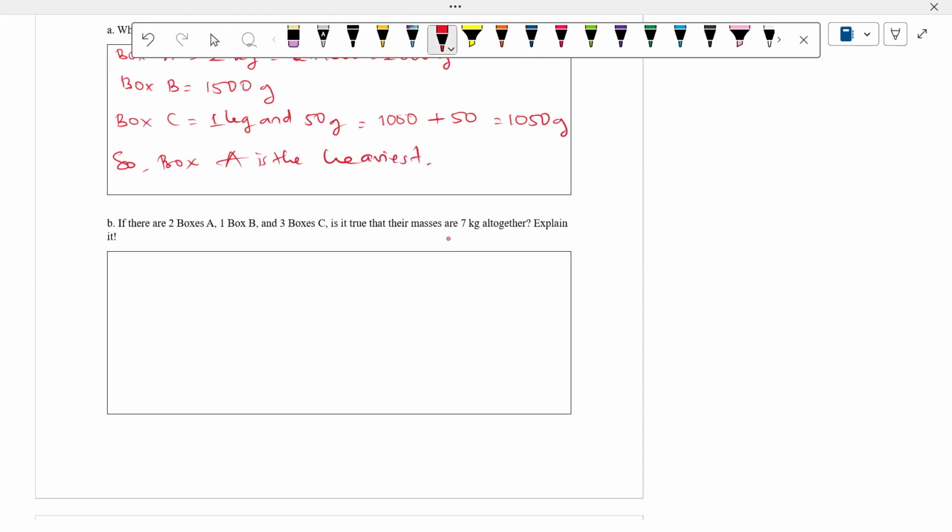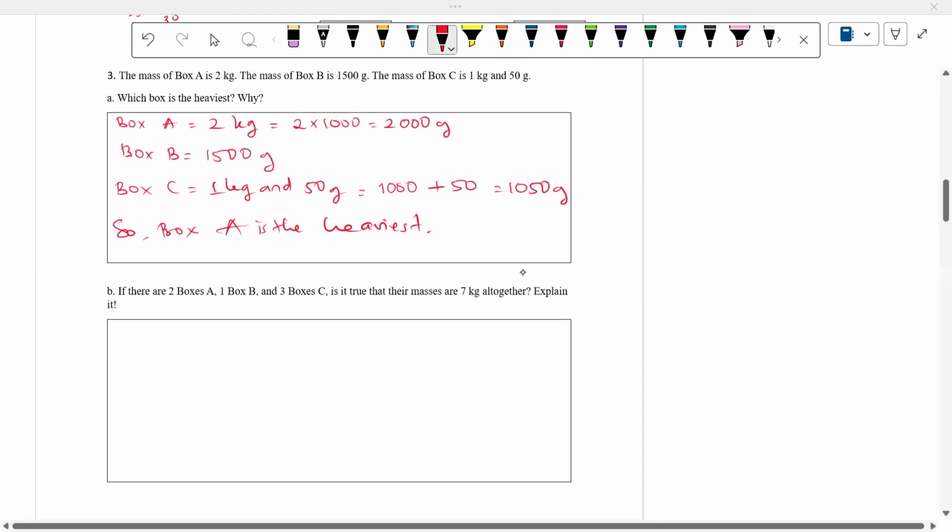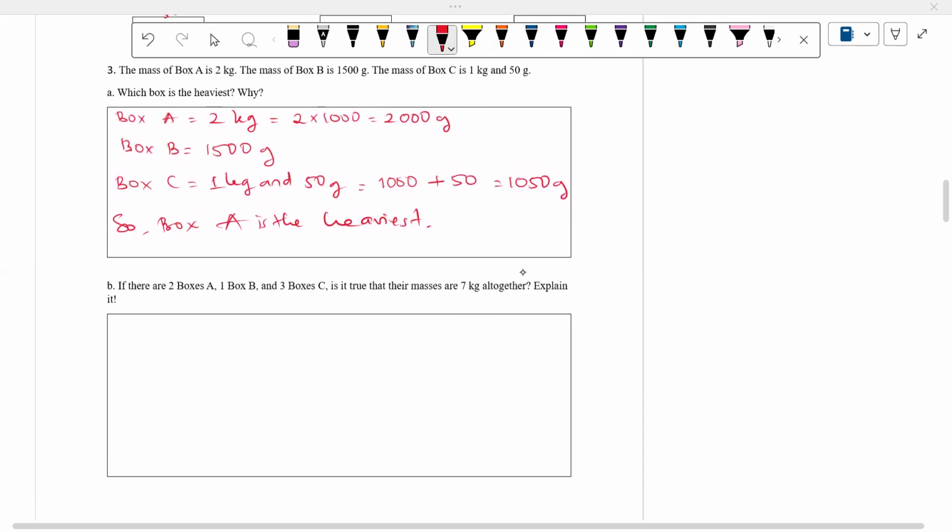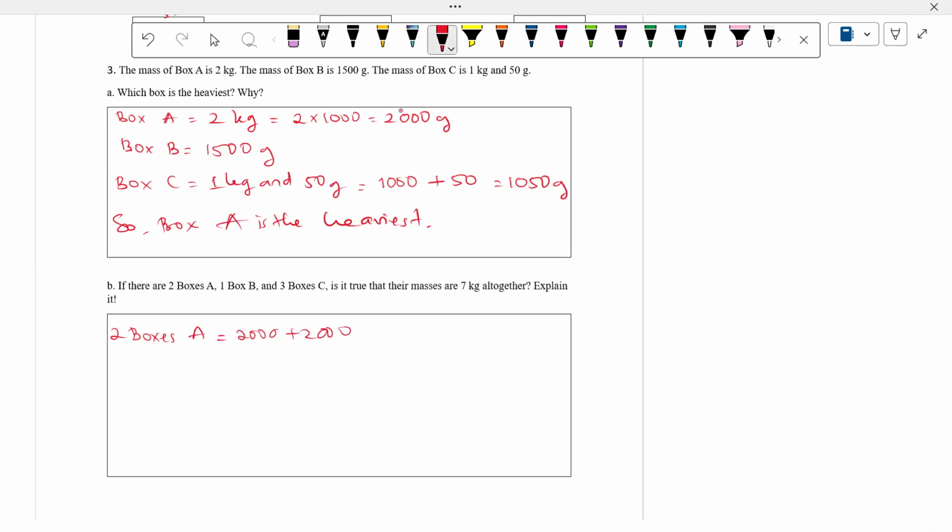Okay, now it's B. If there are two boxes A, and box A is 2,000 grams, it means that 2,000 plus 2,000. Or you can multiply them, 2 times 2,000, which is the same. It turns out to be 4,000 grams.